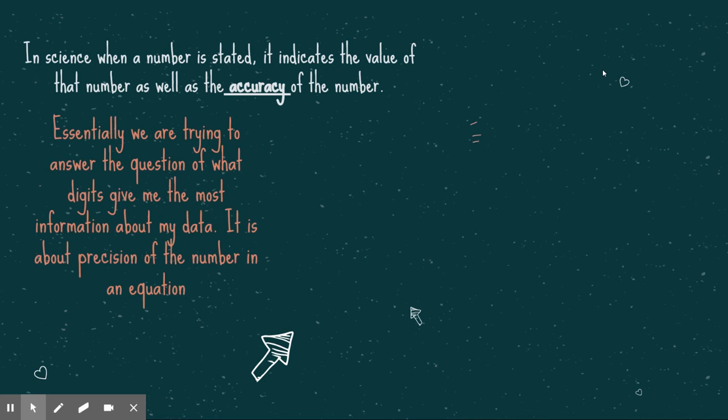What we are essentially trying to do when we use significant digits is answer the question of do the digits give me the most information about my data? So when I look at my number, what am I actually getting out of that number? How precise is that number? And how do I use it when I'm using an equation?